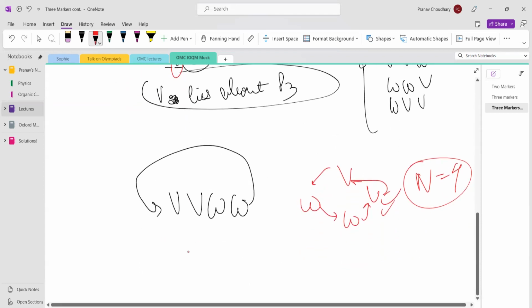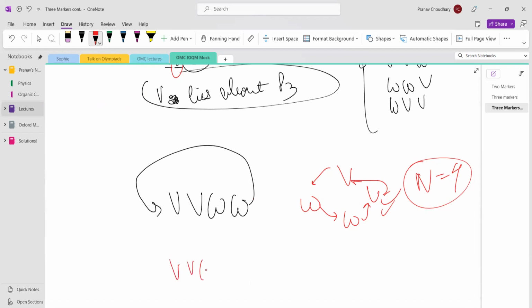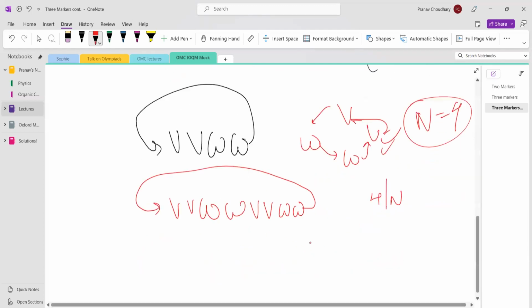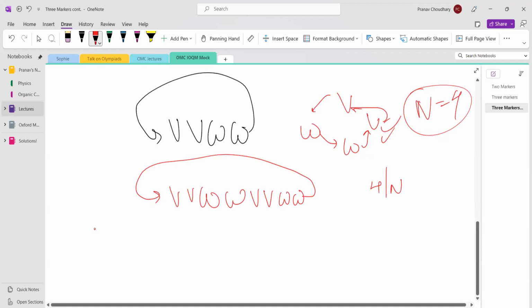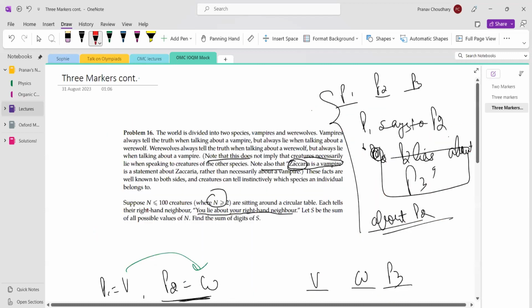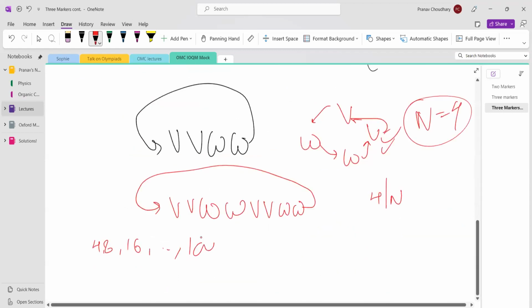Or we can have, okay, so VVWW. Suppose instead of taking this vampire as the next vampire, we can write the V again. And then WV should be V, VV should be W, VW should be W. And then the next vampire can be this. So in total, you'll get that 4 should divide N. So the possible number of creatures is 4, 8, 16, and so on till N is less than or equal to 100.